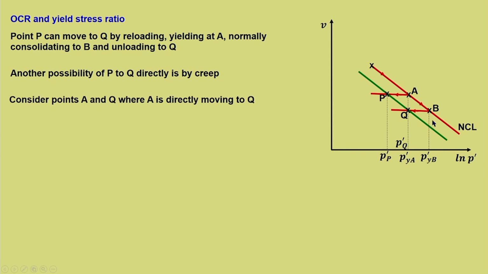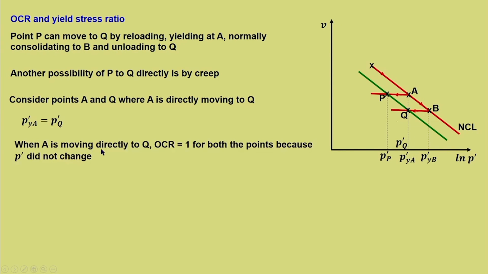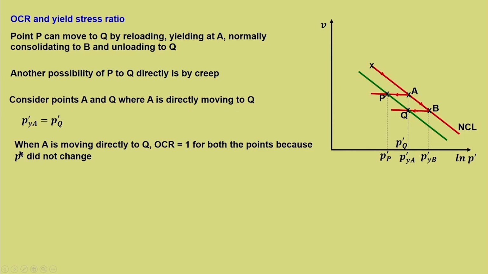Consider points A and Q which are vertically below, where A is directly moving to Q, and this is possible when there is creep behavior. So, P dash A is equal to P dash Q, that is already marked. When A is moving directly to Q, we have OCR equal to 1 because stress has not changed. When A is moving to Q, OCR remains 1 for both A as well as Q, because P dash did not change.